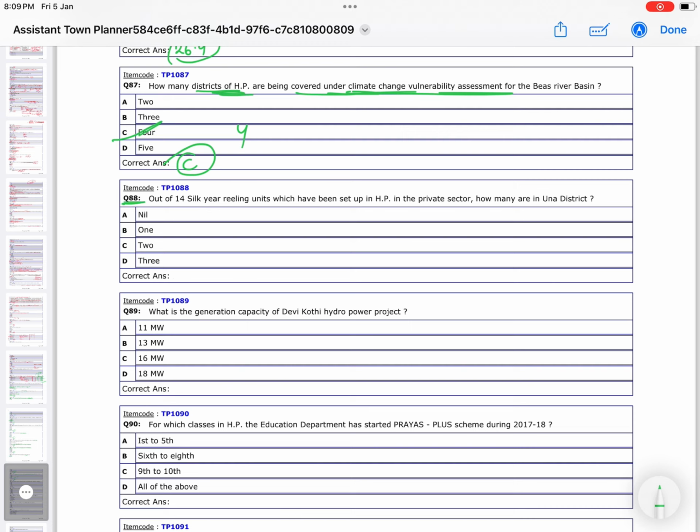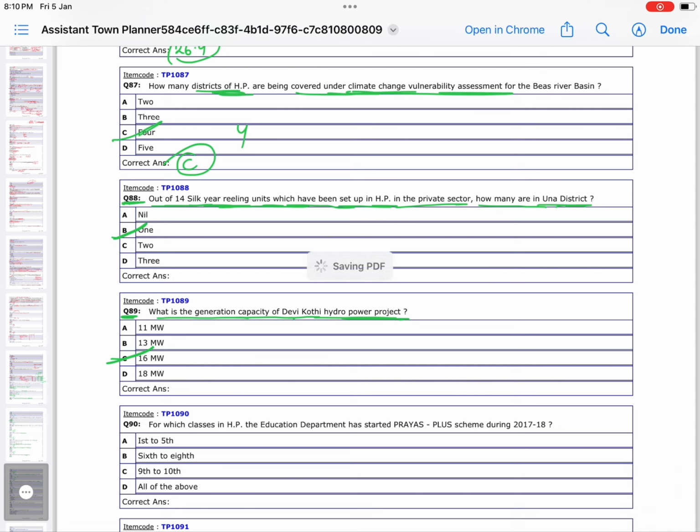Coming on to the question number 88. Out of 14 silk ear reeling units which have been set up in HP in private sector, how many are in the Una district? It is only 1. Okay, not 2 or 3, not 0, 1. Question number 89. What is the generation capacity of Devi Koti hydropower project? So its power generation is 16 megawatt.